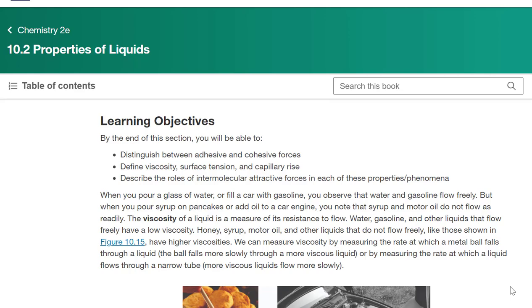Hello everyone. We're going to talk about section 10.2, properties of liquids. The learning objectives here: distinguish between adhesive and cohesive forces, define viscosity, surface tension, and capillary rise, and describe the roles of intermolecular attractive forces in each of these properties or phenomena.